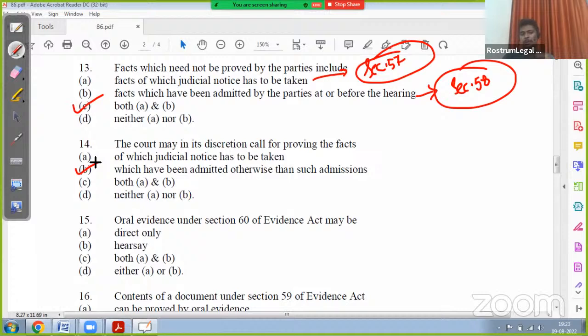देखो, the court has to take judicial notice of certain facts, then such facts need not to be proved in any of the circumstances, but if a particular fact has been admitted by one party, ठीक है, and the next party doesn't want to prove it, then also the court may insist the next party to prove that particular fact। Question number 15, oral evidence under section 60 of Indian Evidence Act may be direct only, hearsay, both A and B, either A or B। What should be the correct answer?